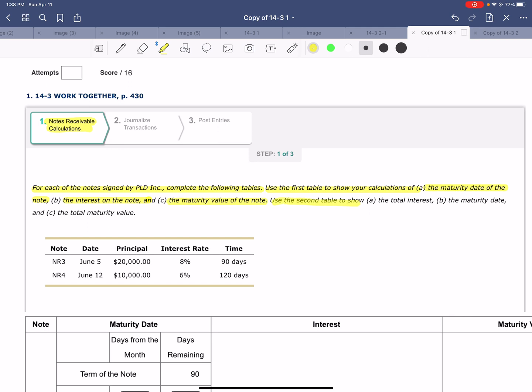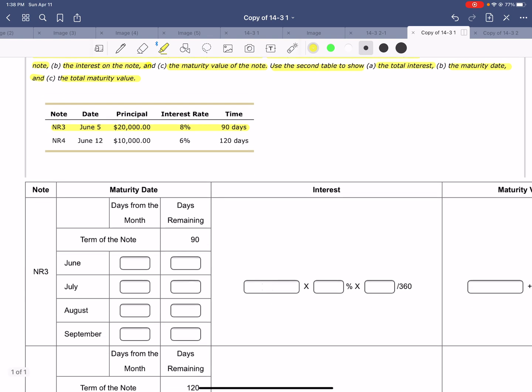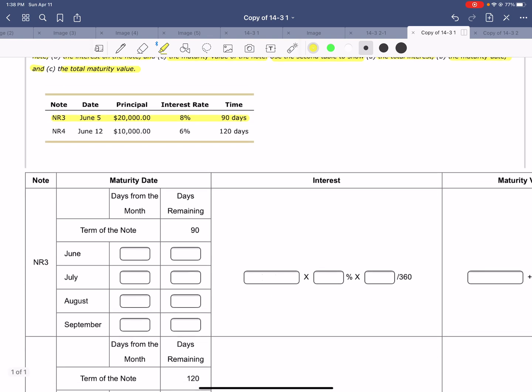And then we're going to use the second table to show the total interest, the maturity date, and the total maturity value. And then we'll take this information and go through and record it in a journal. So our first note is right here. We're going to use that information for our first note and fill in the table. So you can see we're going to take a look at the days of the month and the days remaining.